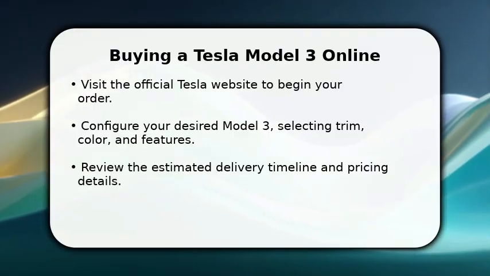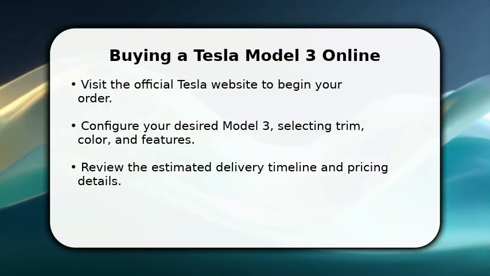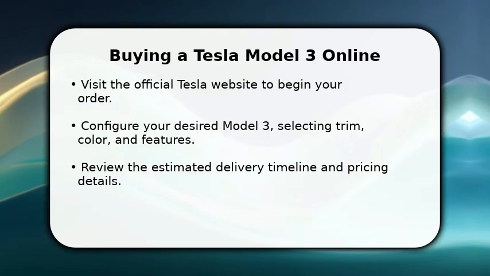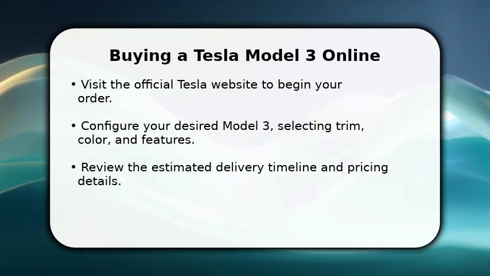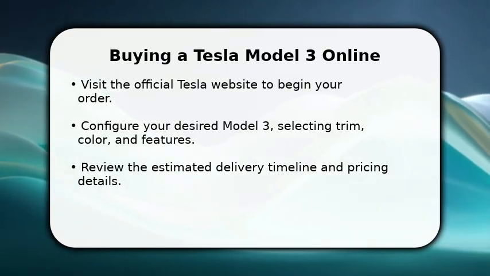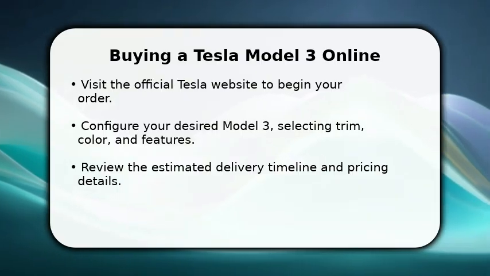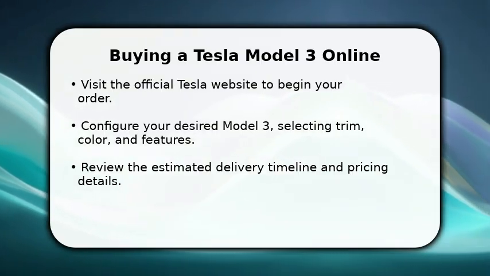In this video, I will explain how to buy a Tesla Model 3 online. First, navigate to the official Tesla website. You'll then select the Model 3 and begin customizing it to your preferences. Choose your trim level, exterior color, wheel design, and any additional features like enhanced autopilot.